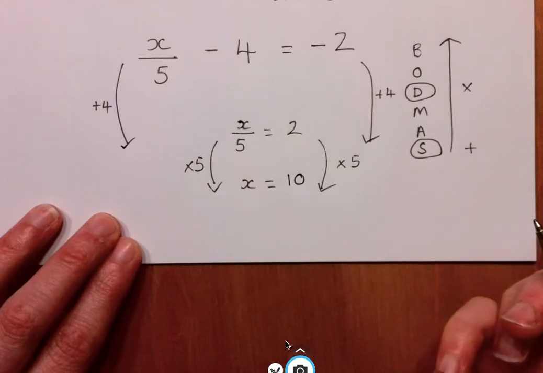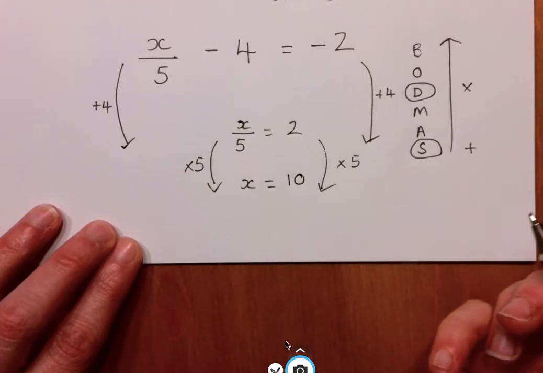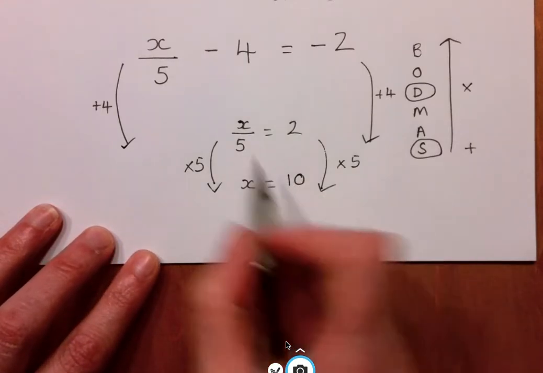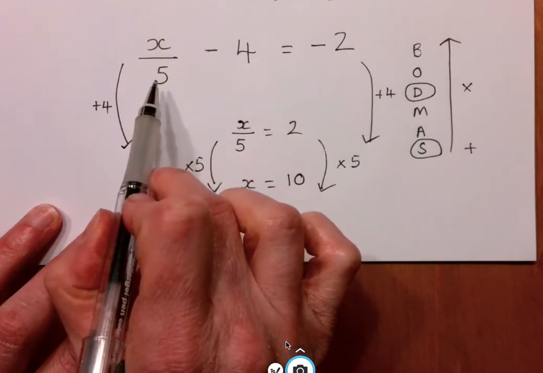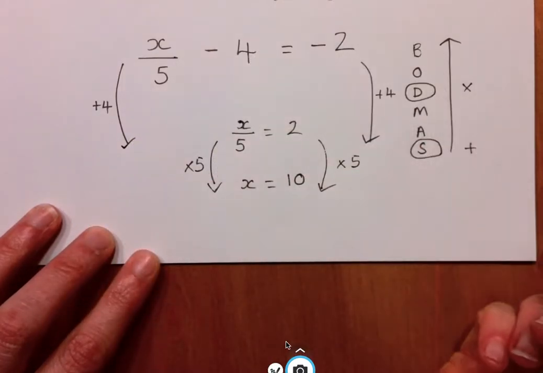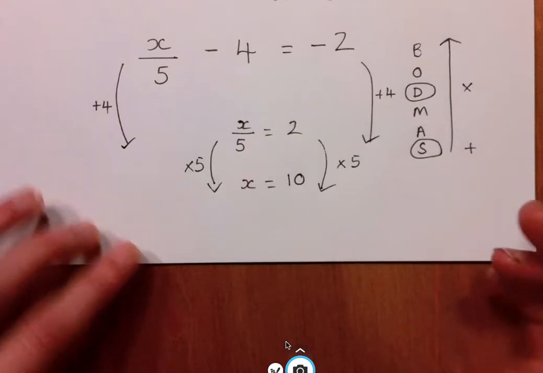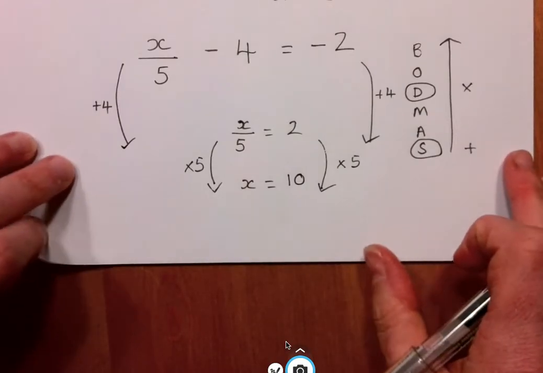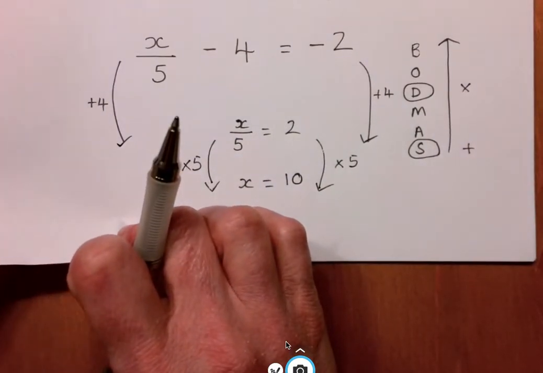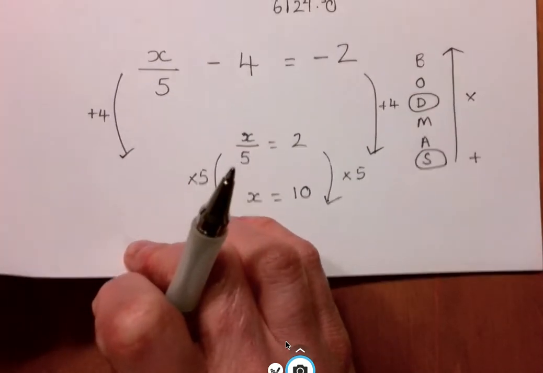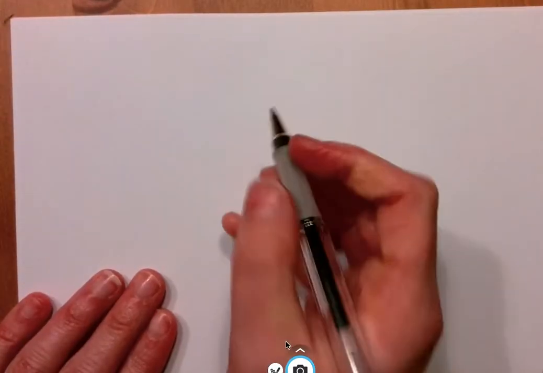gives me 10. Okay, so if I check it again, 10 divided by 5 is 2. 2 take 4 is minus 2. Okay, right, one more that I'm just going to go through, then you can have a go at some questions on your own, okay? So the next one, just look at how I'm writing it carefully, okay?